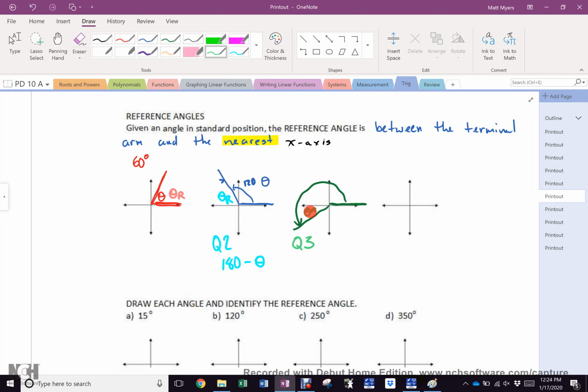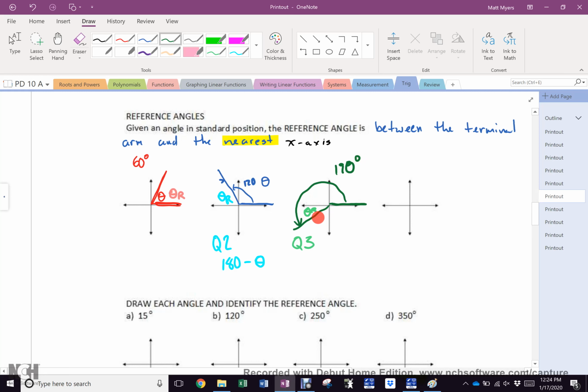270 minus 190. Because we said this was 190 degrees. 270 minus 190 is, what's 270 minus 190? 80. Is this distance 80? What is it? It's 10, isn't it? Because I only went 10 past 180.